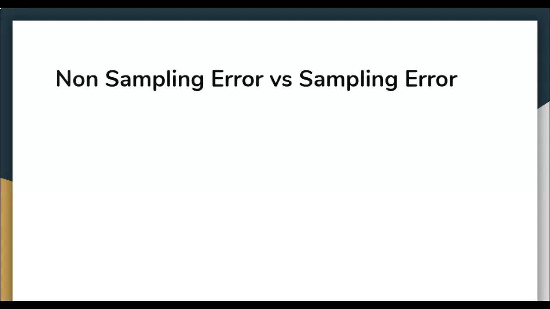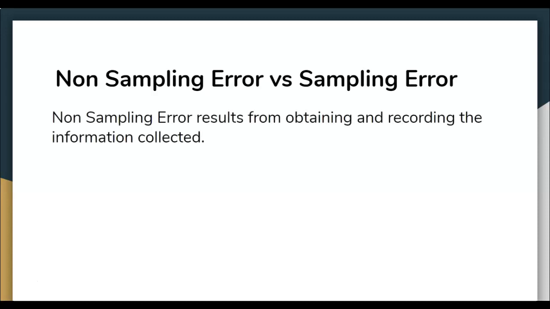Now, just to add here, non-response bias, response bias, and data entry errors are types of non-sampling error. So let's talk about non-sampling error versus sampling error. Non-sampling error results from obtaining and recording the information collected. In other words, it can be the result of undercoverage and other sources of bias I've mentioned.